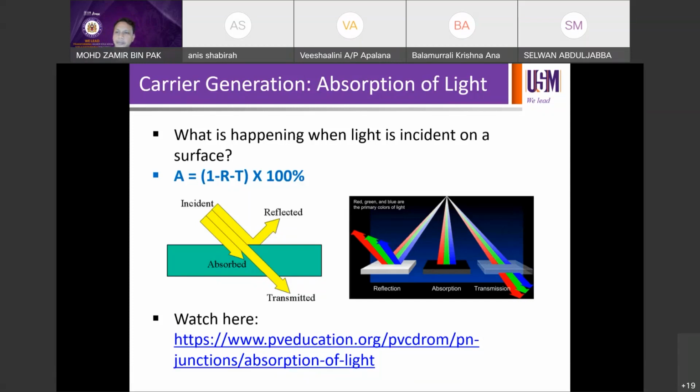So how about case number 3? EPH more than EG, very good. EPH more than EG. So in this case, do we have any light absorption?